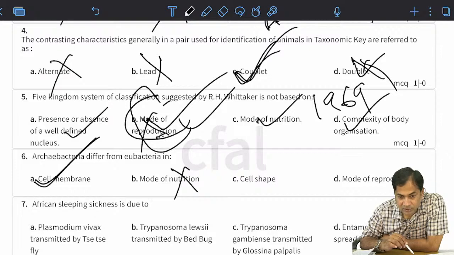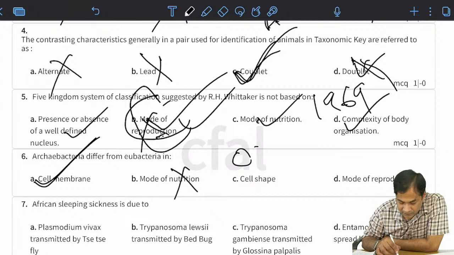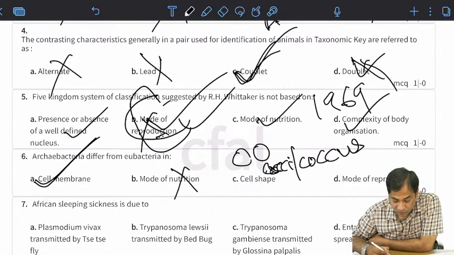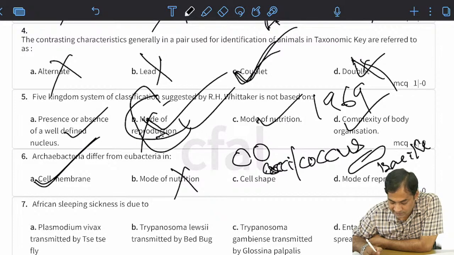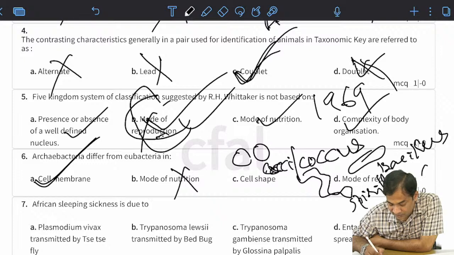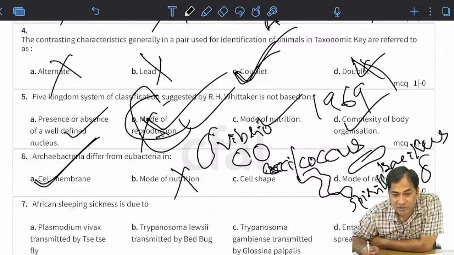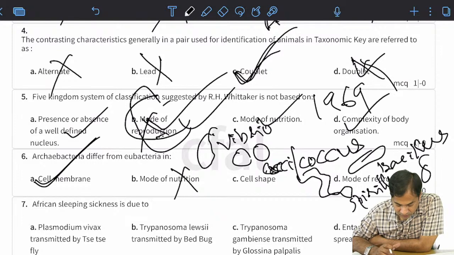Cell shape. Based on the shape of the bacteria, there are 4 types of bacteria. Suppose bacteria are round in shape, they are called cocci or coccus. Cocci is plural; if many are there, cocci. If single, then it is coccus. If they are rod shaped, they are called bacillus. If they are spiral, they are called spirillum or spirilla. If they are comma shaped, they are called vibrio. Like the bacteria which causes cholera, we call Vibrio cholerae. So it cannot be cell shape.